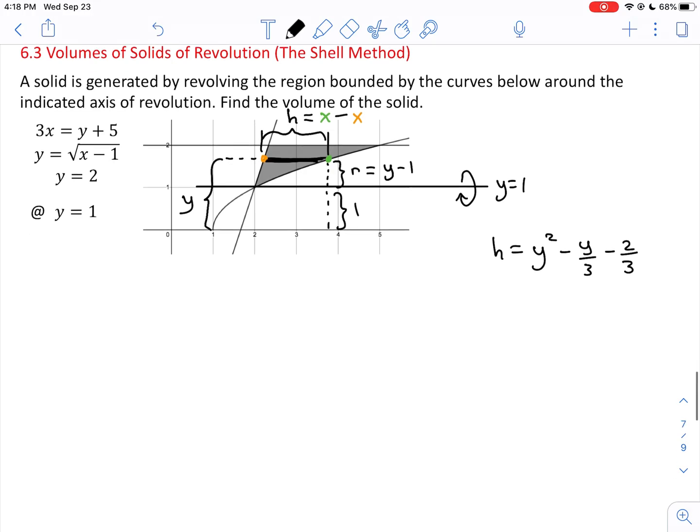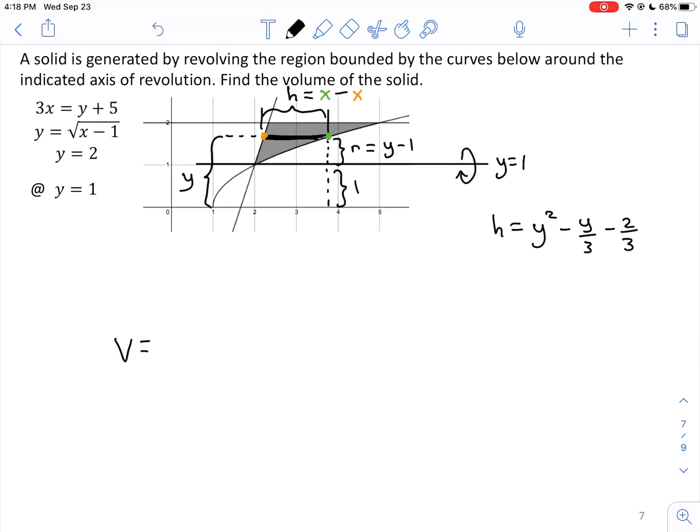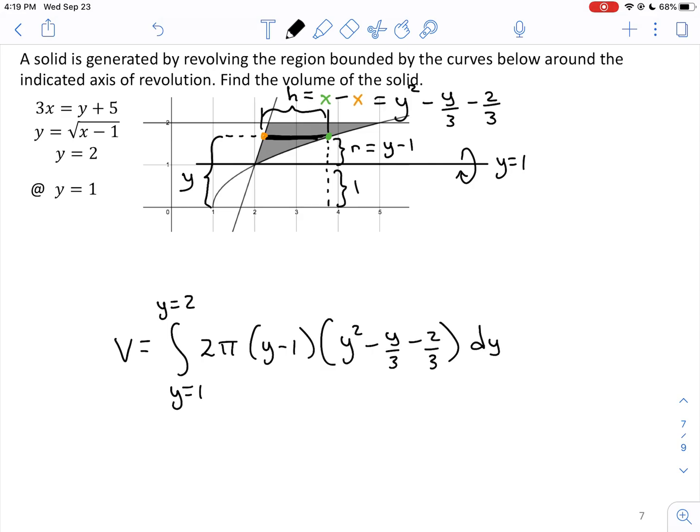Okay, so once you have h and r in place, then our volume is going to be the integral from y equals 1 to y equals 2, 2 pi times the radius, which we just determined as y minus 1, and then times the height, dy. And then when you do this in Desmos, you get a volume of about 5.061 cubic units.